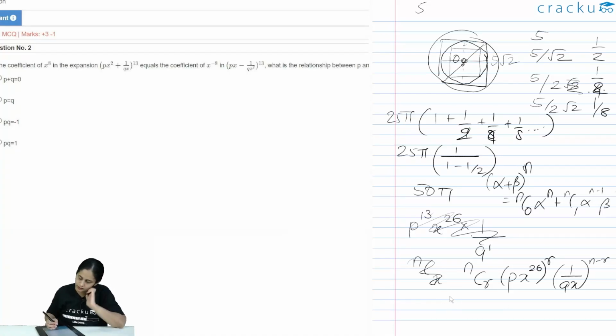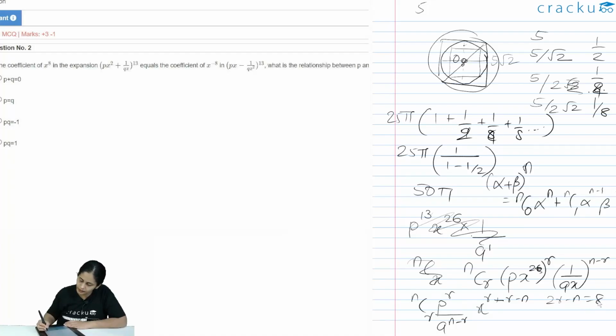So in this case, this is 2. So this would be basically nCr times p raised to r divided by q raised to n minus r, which is equal to x raised to r plus r minus n. So this is 2r minus n. This is equal to 8, which means in this, n is equal to 13.